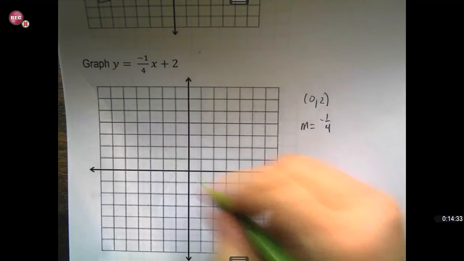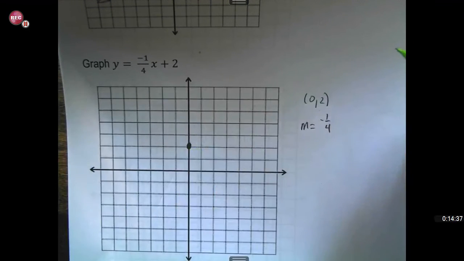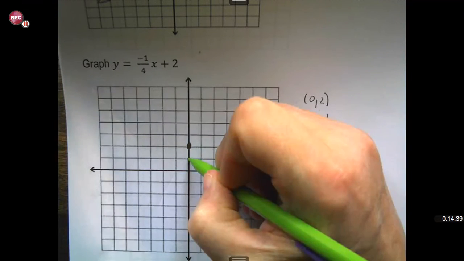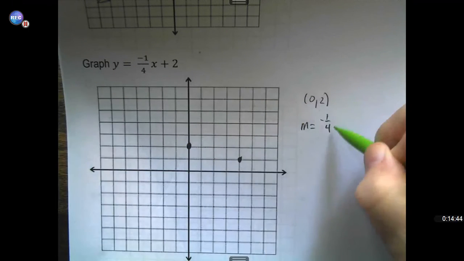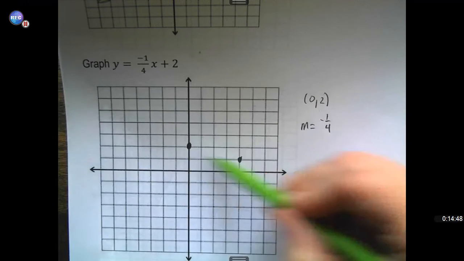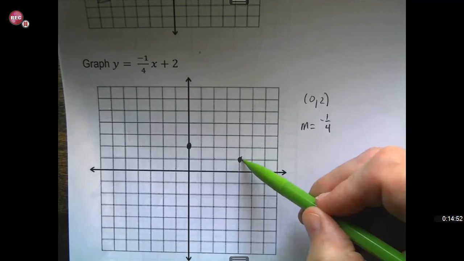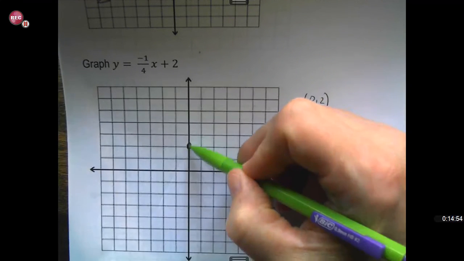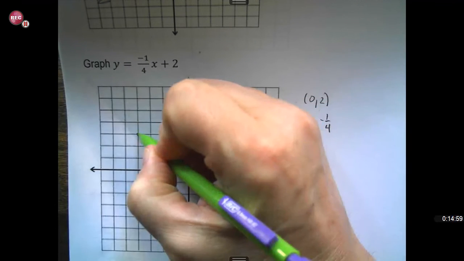So 0, 2 is up here. Negative slope, so I'm going to go down 1 and to the right 4. The slope is -1/4. So I went in a negative direction and then in a positive direction, because a negative over a positive is negative. I could have also gone in a positive direction and then in a negative direction.